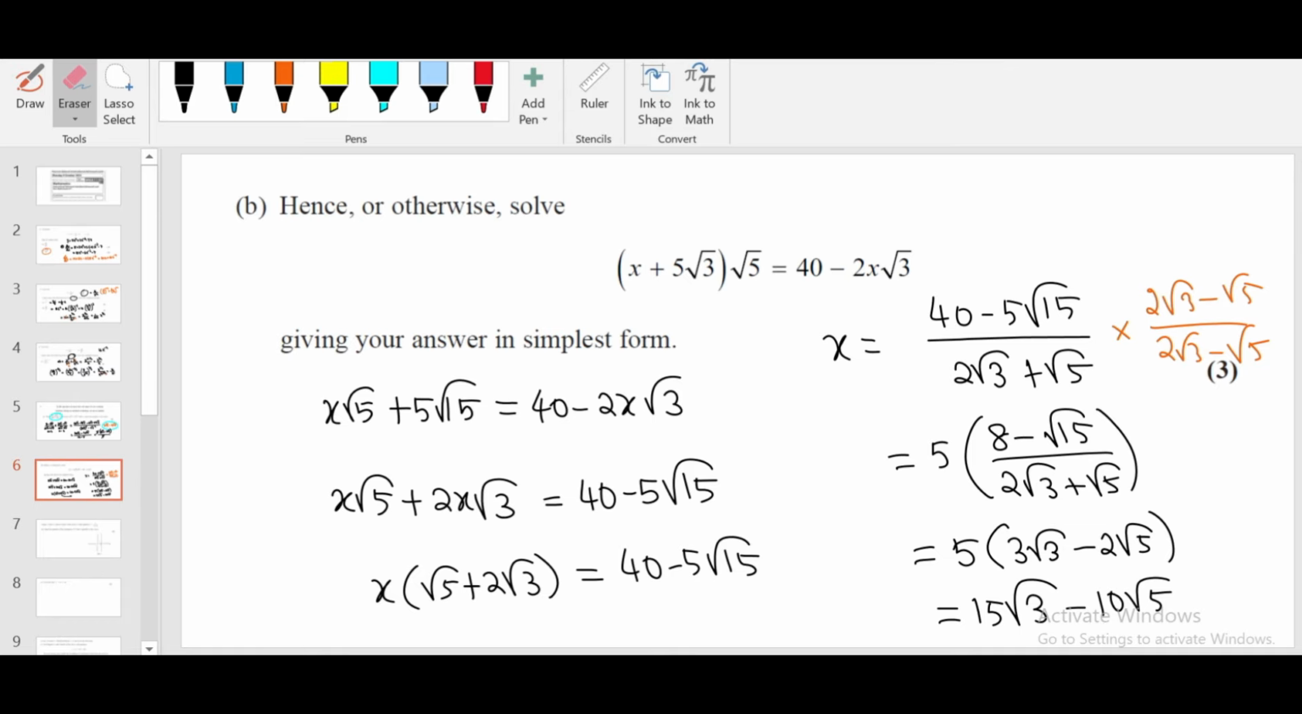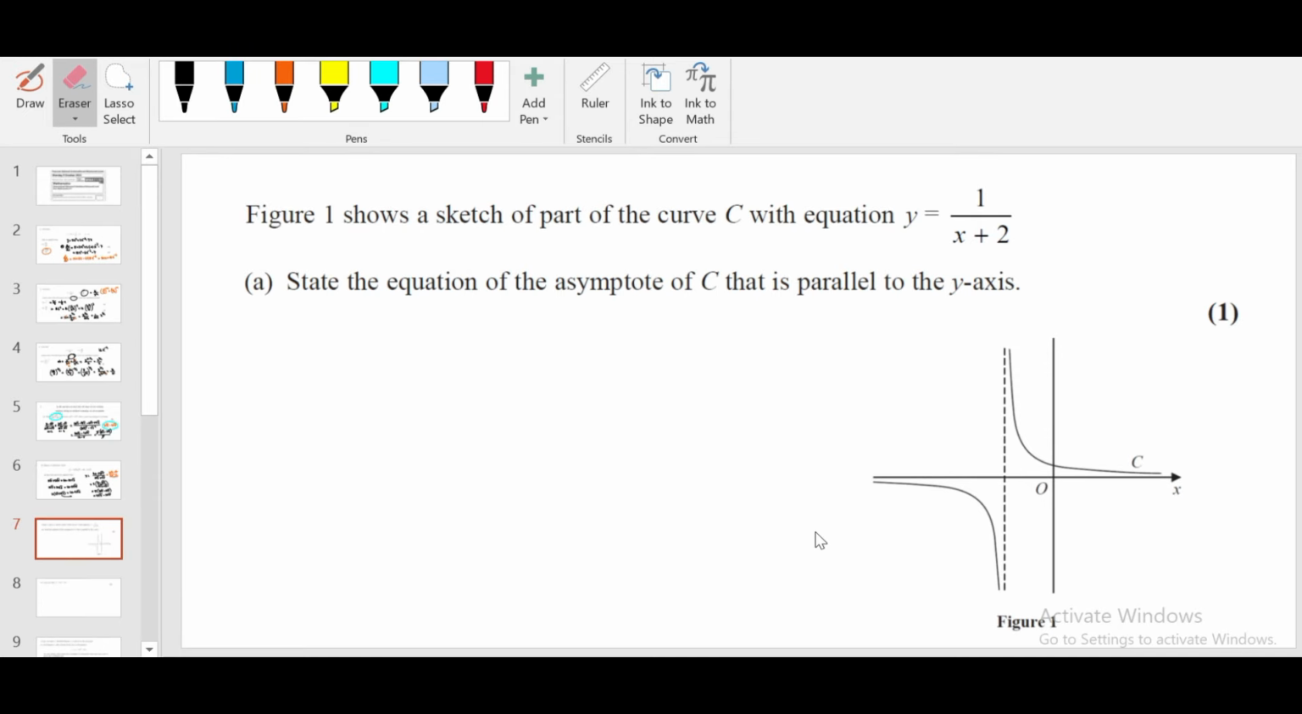Another 3 mark question. Let's look at question number 4 now. Question number 4 part A says, you have a graph given. Figure 1 shows sketch of the curve with this. State the equation of the asymptote. You have one vertical asymptote here. They want the equation of this asymptote.